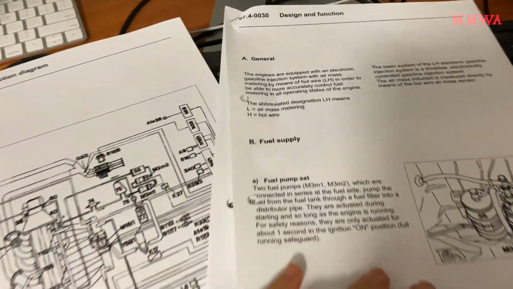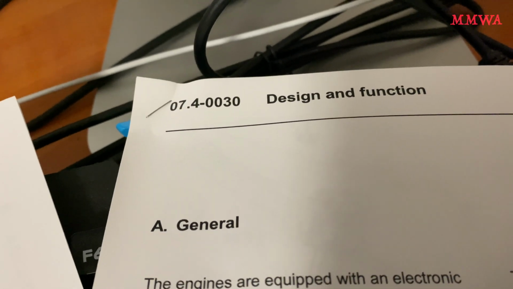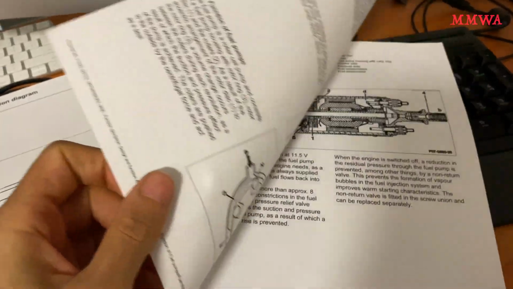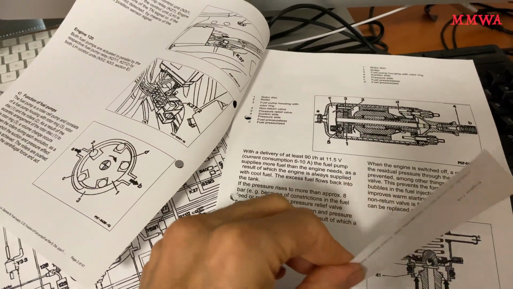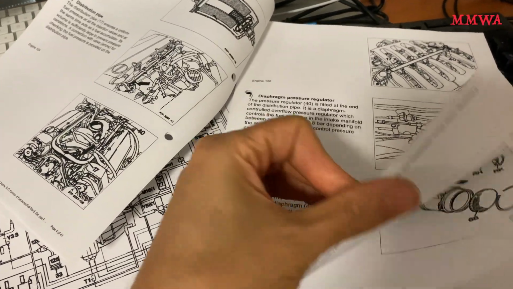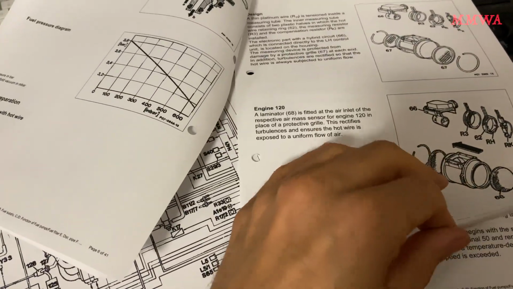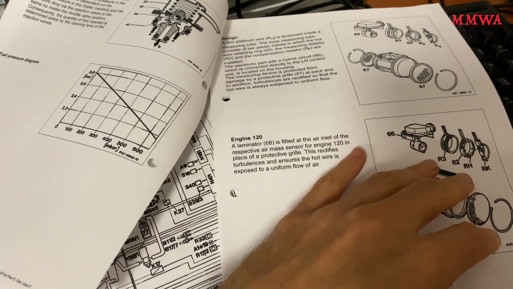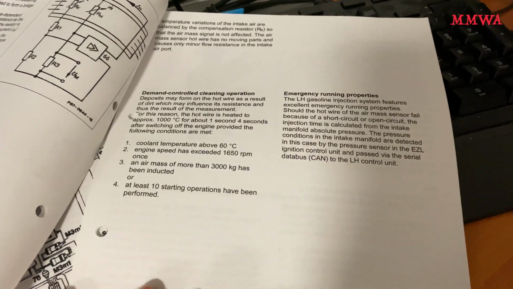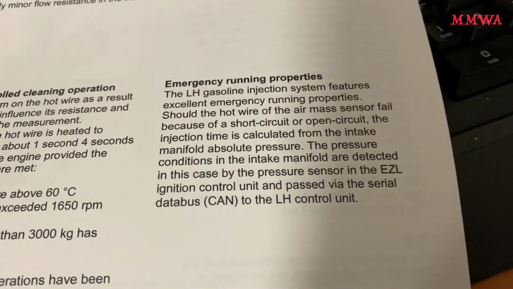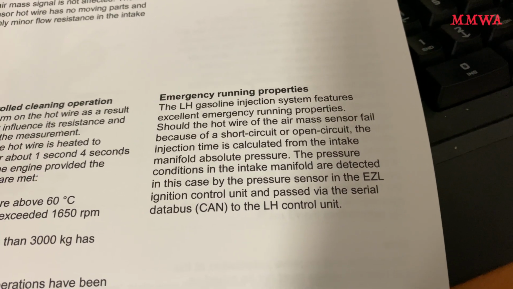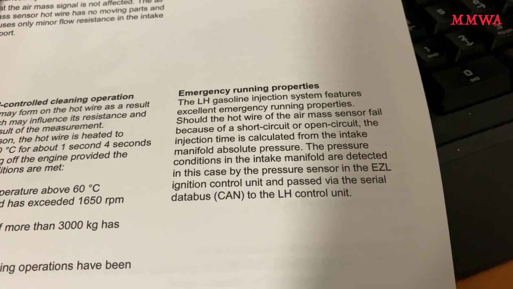Some very interesting facts in this document here, if you can get your hands on it. It explains entirely how the system works. This is the genuine MB literature, and it does have excellent fail-safe operation. In the case of the airflow sensor failing, it reverts to using the manifold absolute pressure information shared from the EZL via CAN bus, and that's bloody impressive.